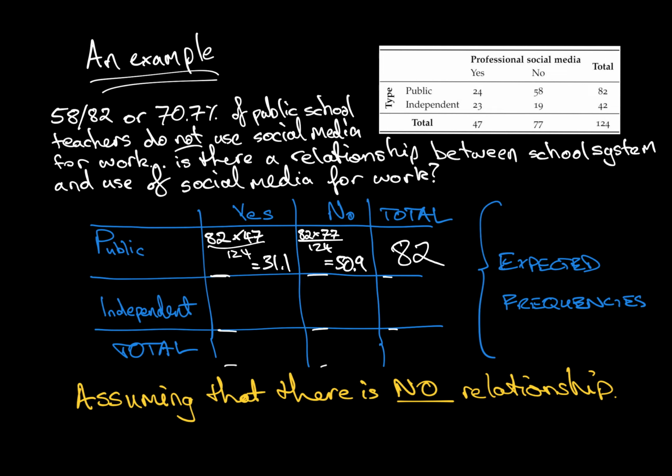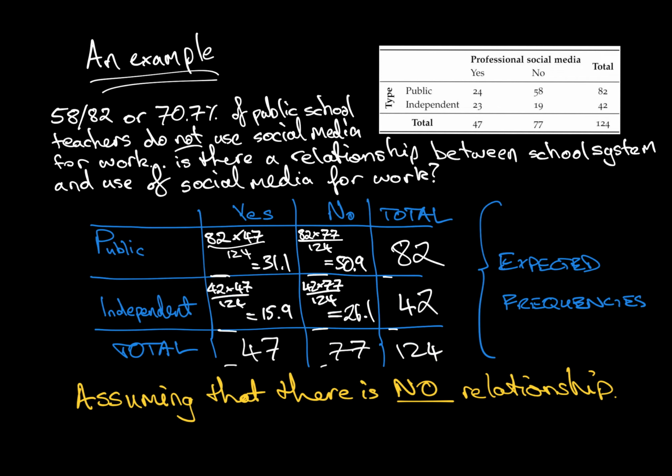Pause the video now and try to fill in the two remaining cells for yourself. Then finish off the table by filling in the marginal totals and the overall total. After filling those in myself, I've got 15.9 and 26.1, and then just went through and checked that my marginals and totals all added up as they should do, exactly the same as they are in the original table.